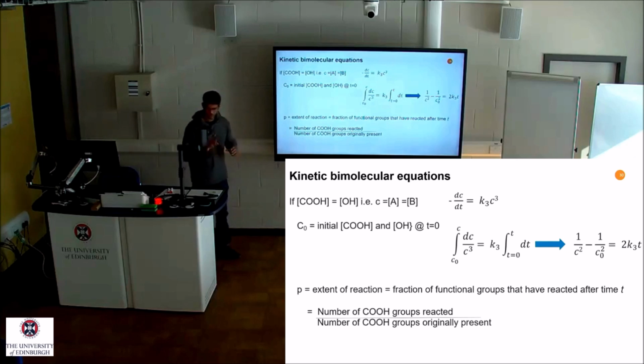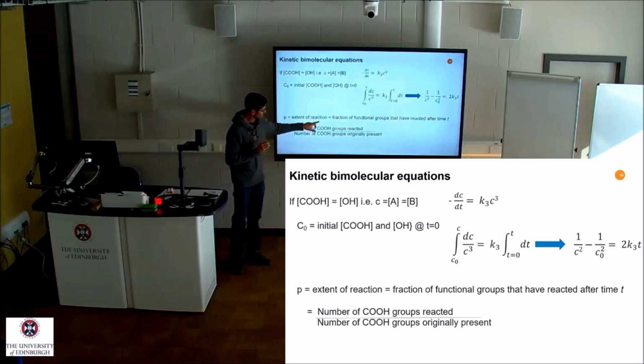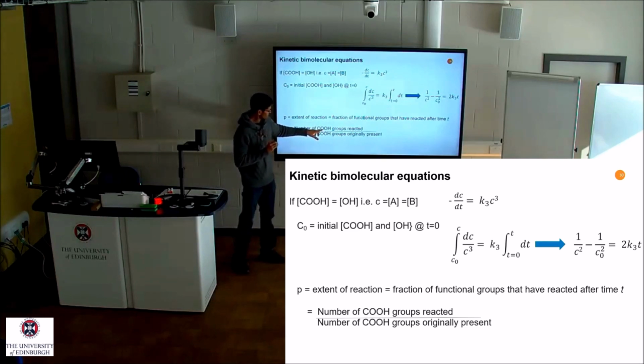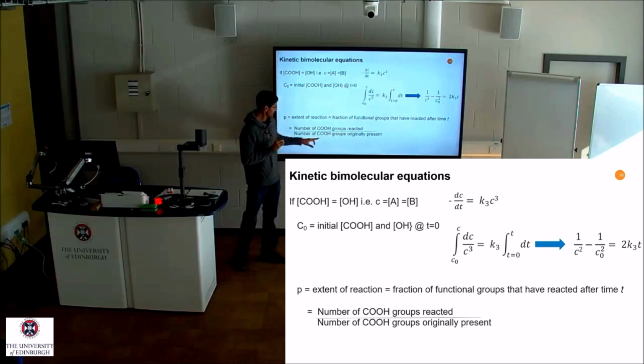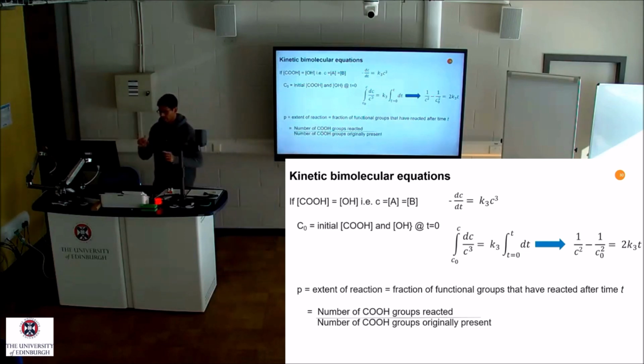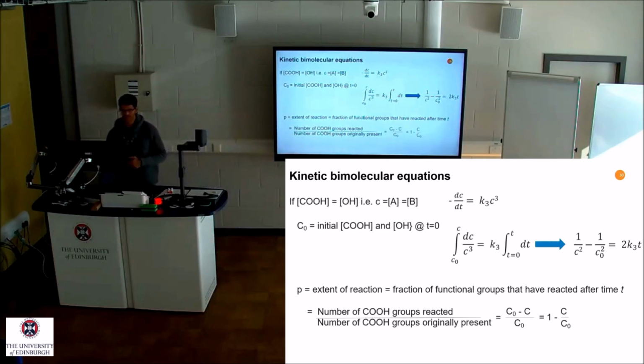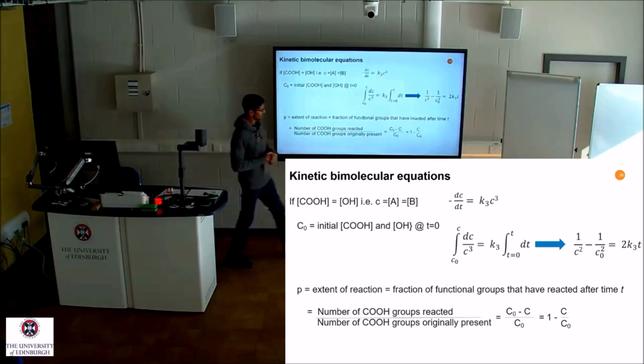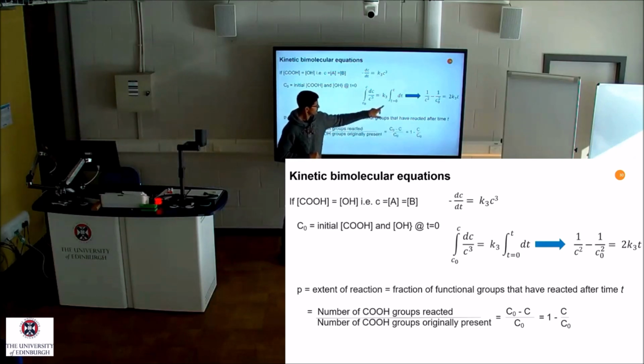Now, one of the things you have to remember here is that if you are taking P as the extent of reaction, it is basically the number of carboxylic acid groups reacted divided by the number of carboxylic acid groups originally present. So this one you already know, it's a known concentration, right? This one you don't know. So now you can write this equation like this. How? C0 you already know, at T0 you have C0. It's a known concentration.